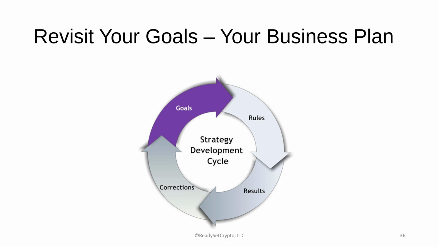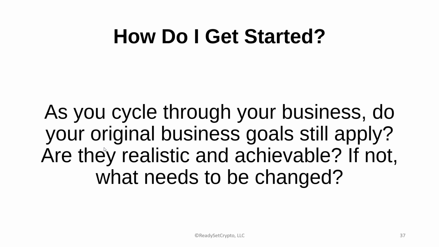All right, after you make your results and make corrections to those results, it's worth revisiting your goals. It's worth going through the whole system over again, because what you'll find is that when you make your goals originally, you may not necessarily know how you will handle them or how the market will handle them, and maybe you need to make a slight adjustment. So as you cycle through your business, do your original business goals still apply? Are they realistic? Are they achievable? If not, what needs to be changed? Do you need to change your approach or your trading rules, or do you need to go back and revisit your rules and maybe edit those a little bit?